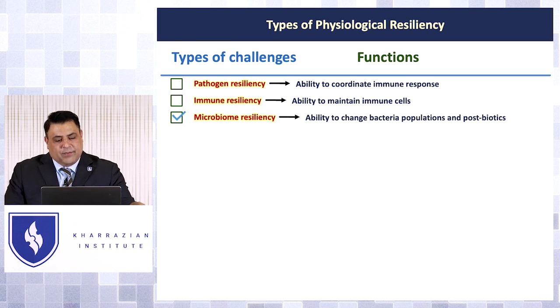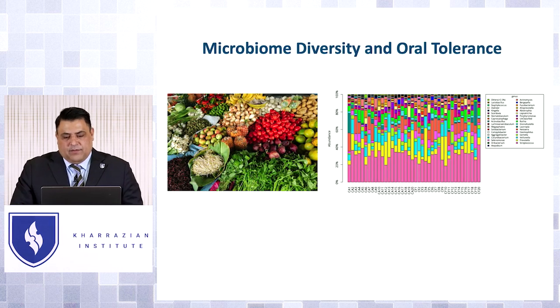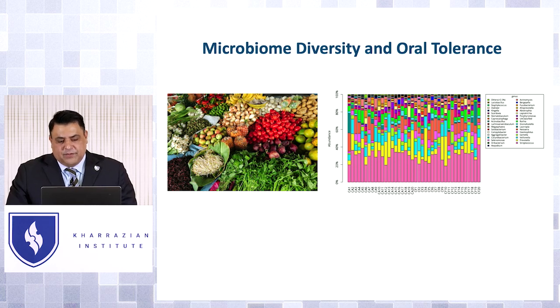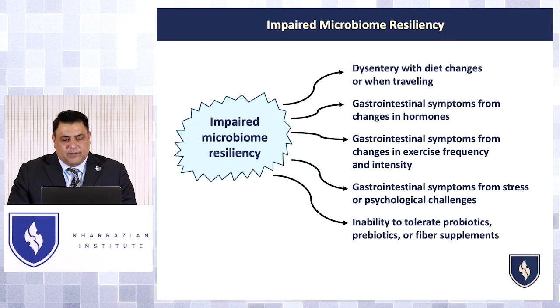So the other key thing is microbiome resiliency. You want to be able to identify microbiome resiliency. So the microbiome has to be diverse. You have to have lots of bacterial species, and different bacteria can have different functions that they engage with someone and throughout their system. When people start to lose their microbiome resiliency, they get dysentery with diet changes, whenever they're traveling. So as soon as the diet changes, they have problems. That's a major sign that there's lack of microbiome resiliency.